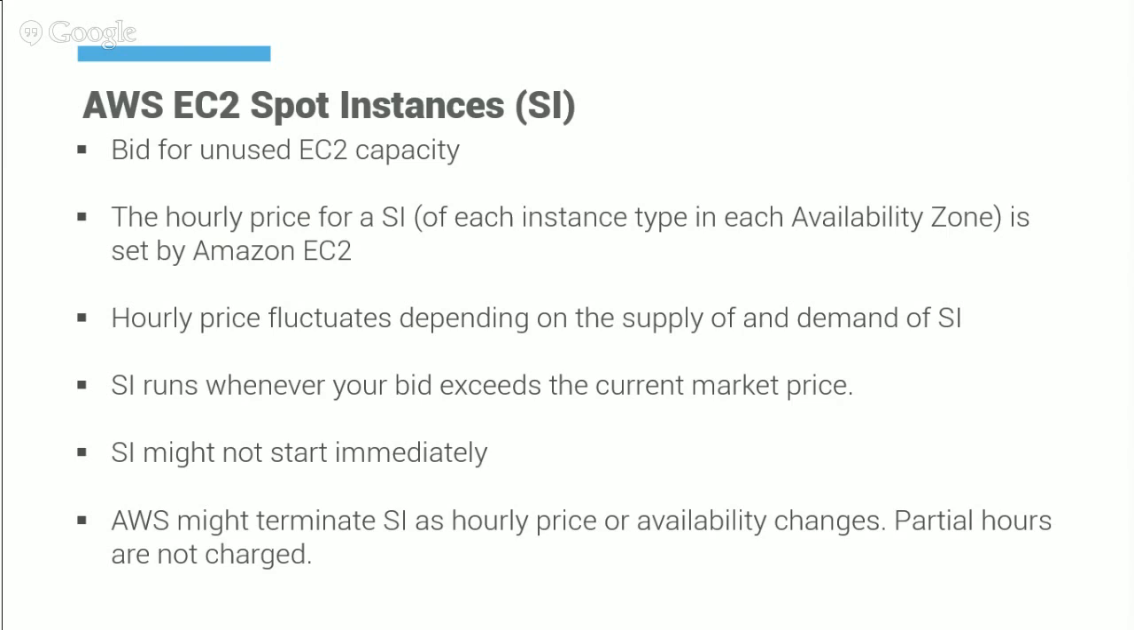It's bidding for unused EC2 capacity, and the hourly price is set by AWS for each instance type in each AZ, and of course in each region. So there is no uniform number across regions or across AZs. Each one is different, each one is dynamic, and it completely fluctuates depending on the supply and demand at that point in time. You get access to your spot instance whenever your bid exceeds or matches the current market price. The other thing to note, these are not as instantaneous as your on-demand instances. There is a delay with the spot instances being provisioned and launched.